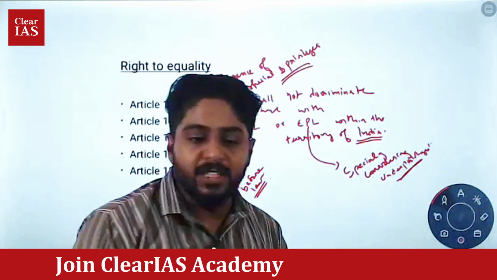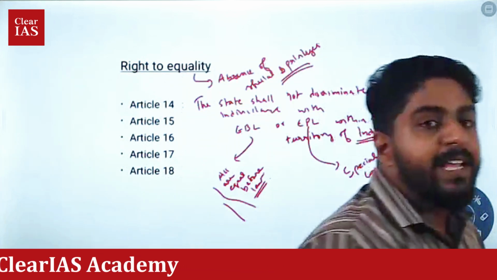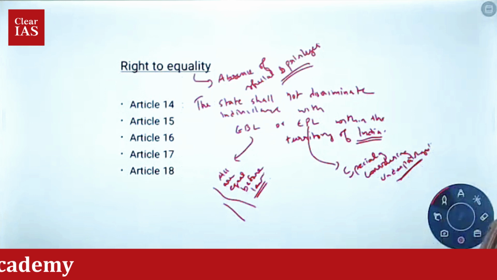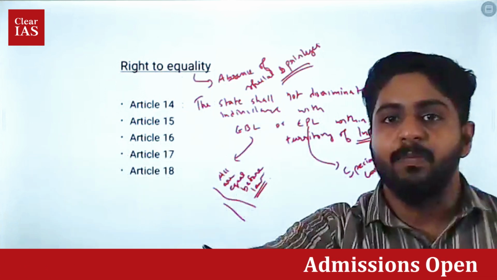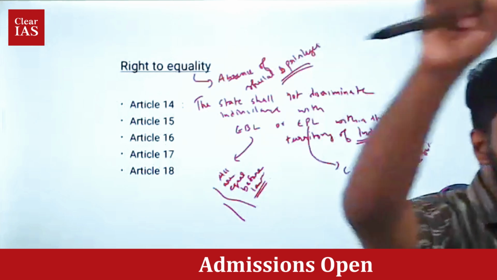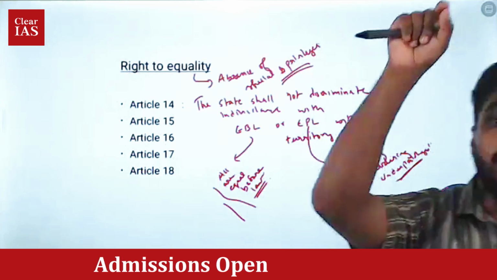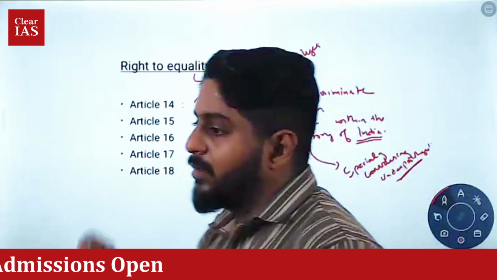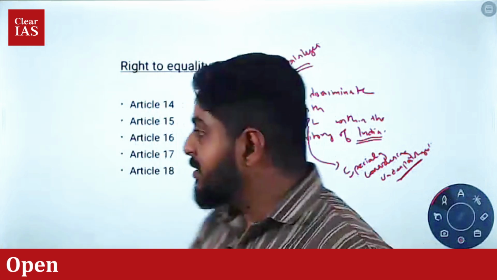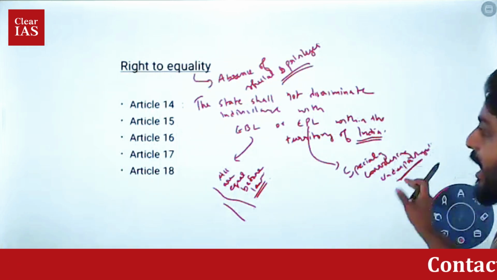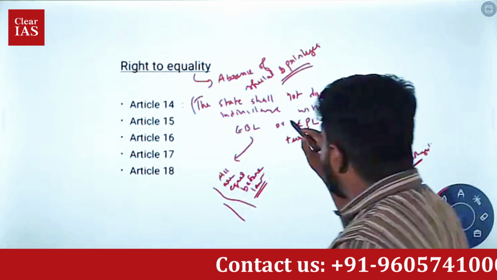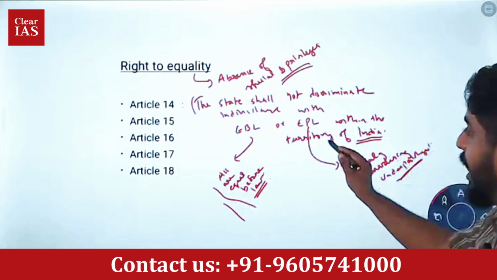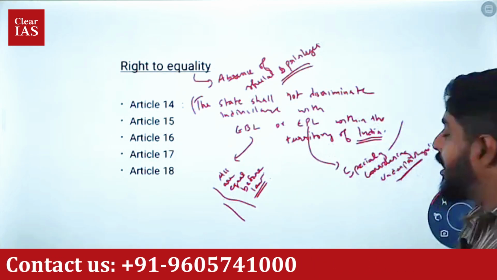Equal protection of law means you are providing some special consideration, and equality before law means the law is equal for all. Does not matter rich or poor, physically able or disabled. The law is equal for all. That is the difference. So what does article number 14 say? The state shall not discriminate individuals with equality before law or equal protection of law within the territory of India.